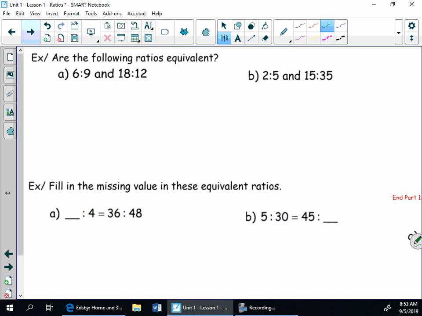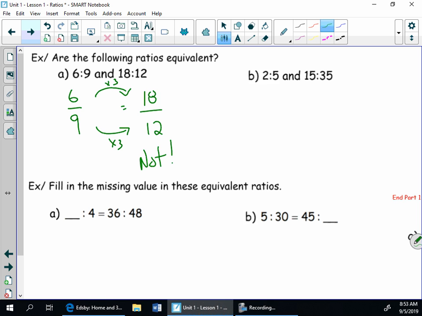Okay. Let's try some other things here with equivalent ratios. I want to know if these things are equivalent or not. How do I check? Well, let's turn them into fractions and ask ourselves, is there some factor that changes one equation into the other equation, or one fraction to the other fraction? So I can use some mental math here. 6 times what makes 18? Oh, that's times 3. If I times 9 by 3, do I get 12? No, I get 27. So these are not equivalent.